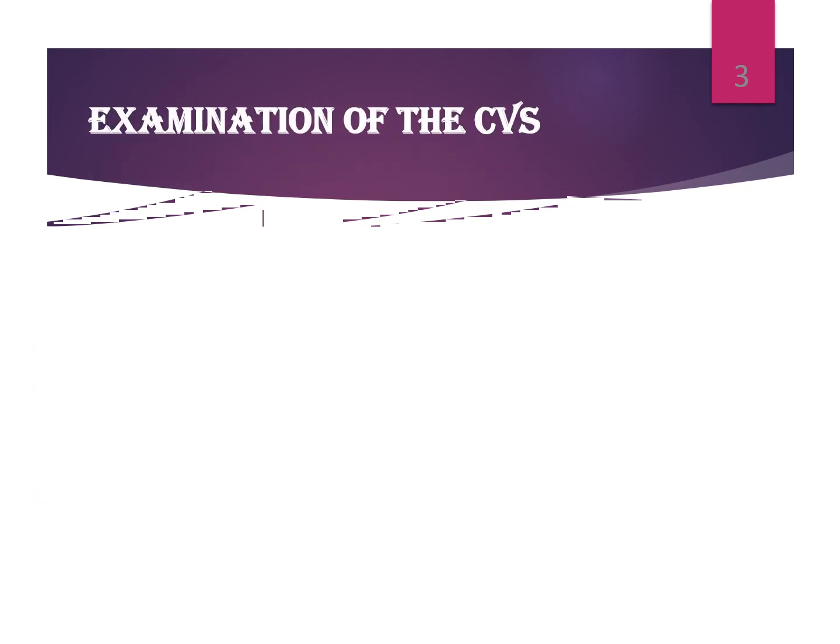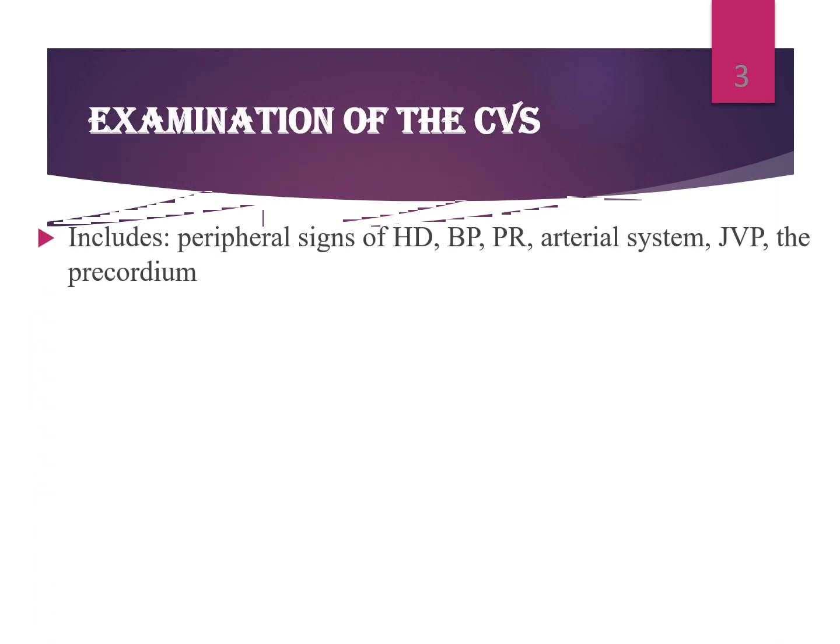When we come to the specific examination of the cardiovascular system, it includes peripheral signs of cardiac disease or heart disease, blood pressure, pulse rate, arterial system examination, jugular venous pressure, and the precordium. So we have to check for peripheral signs of cardiac disease, measure blood pressure, measure pulse rate, check the arterial system, measure jugular venous pressure, and examine the precordium.